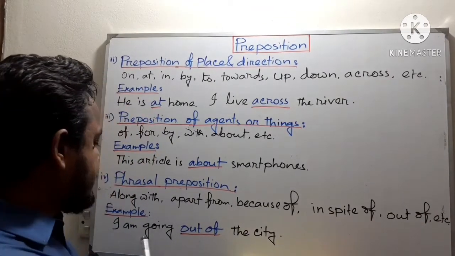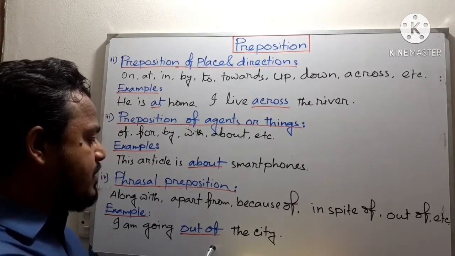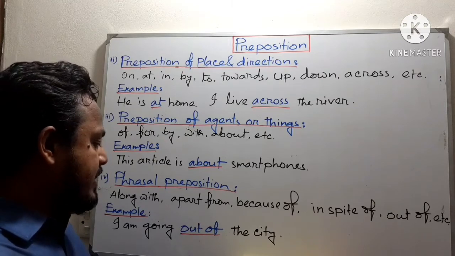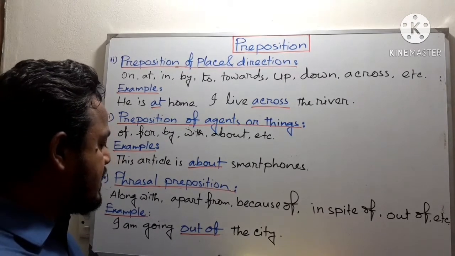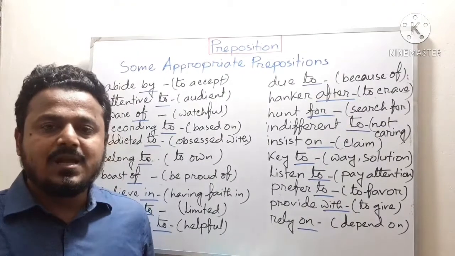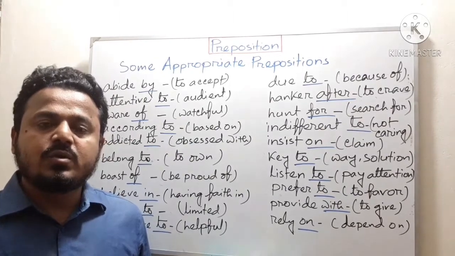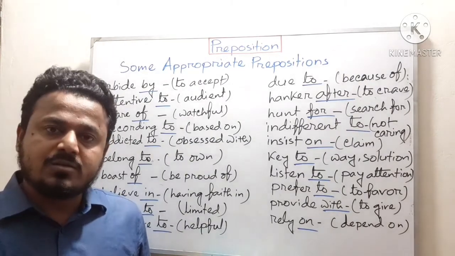Here we see the sentence, I am going out of the city. Here, out of is a phrasal preposition and it is placed before the noun city and makes a relationship between the city and other parts of the sentence. Dear learners, in part 2 we will discuss some very important appropriate prepositions.